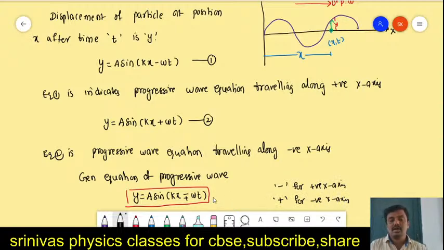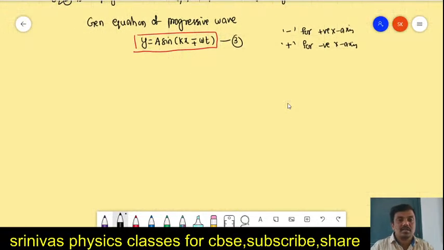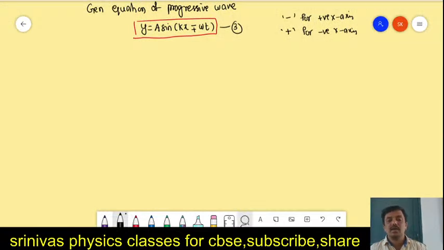Okay, students, understood everything? Now we will discuss the terms which are present in the progressive wave equation. Let us see here clearly, and if you have any query, write in the chat box. Look here, where A is the amplitude of the progressive wave. What is A here? Amplitude of the progressive wave.